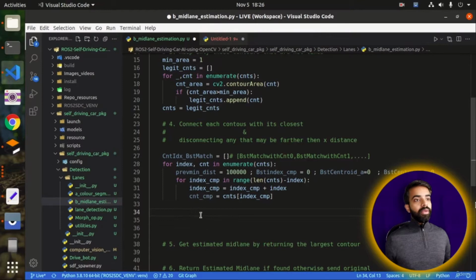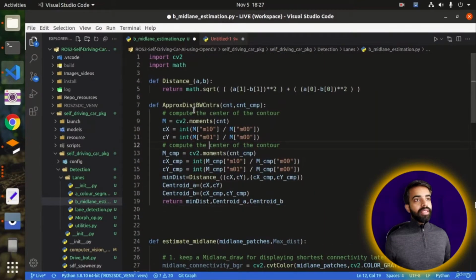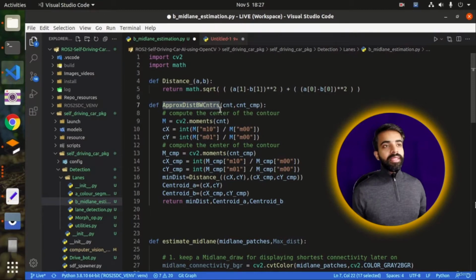So for that, we need to create a new function. That function is approx distance between centers of contours. This function finds the approximate distance between the two contours. Now, we provide the contour from the outer loop and the contour from the inner loop, and try to compare both of these contours by extracting their moments, the centroid, and then comparing the distance by finding the distance between the centroids. And once we have that, we can say that this is the minimum distance.